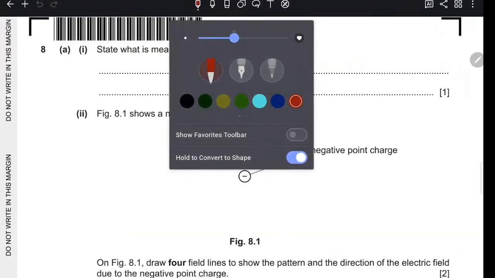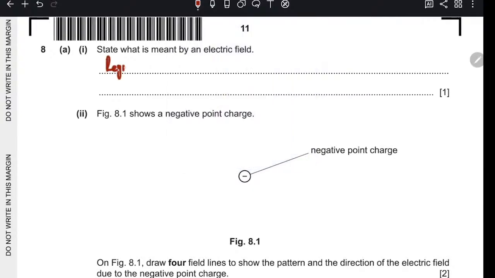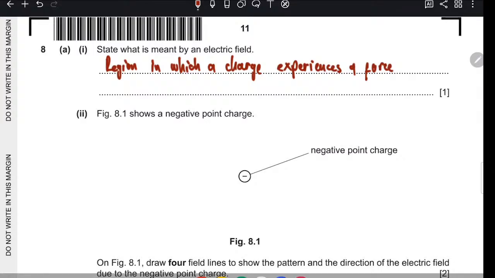State what is meant by electric field. We talked about it. Region in which a charge experiences a force. It's the region in which a charge or charged particle is going to experience a force. This is going to be the small, easy definition. Now let's move on to the next part.